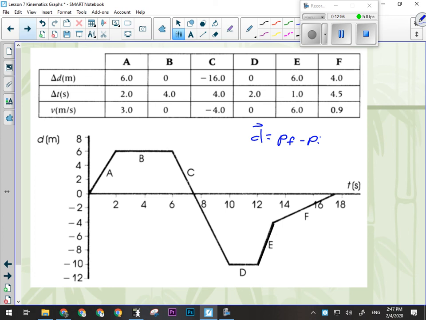What's the total distance traveled? That'll take you a little longer. Remember, distance is scalar, so it doesn't care what direction you go. See if you can figure out what the total distance traveled is.